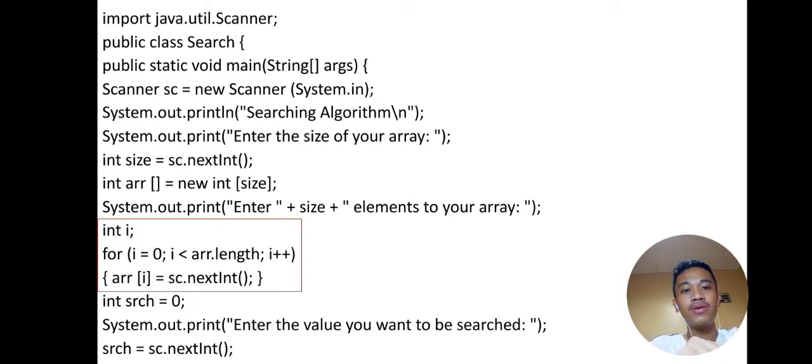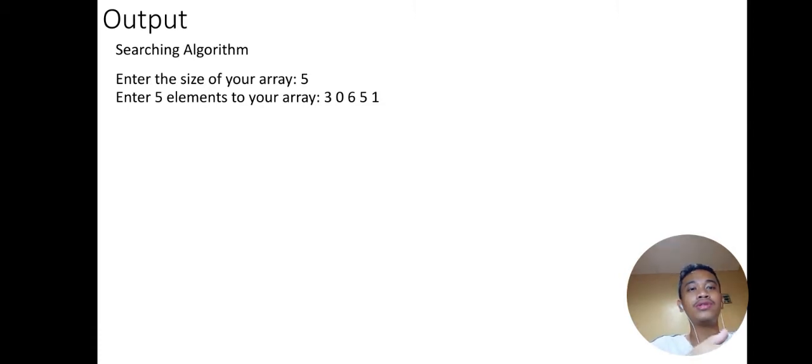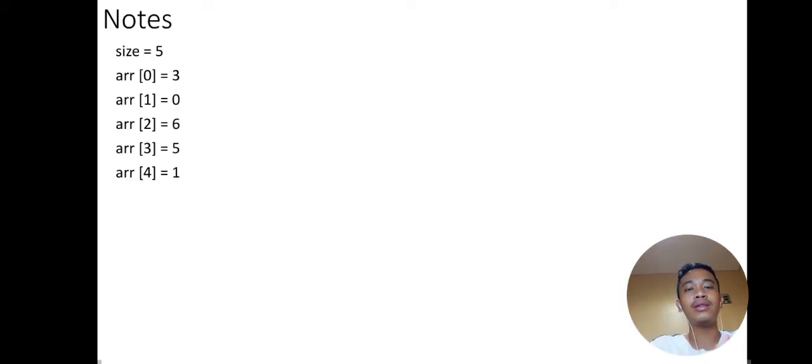So right here under our for loop, it allows our user to input any elements to our array. The user only inputs an element to our array if the condition of our for loop is true. Otherwise, the user will not input again. So in our example, the user input 3, 0, 6, 5, 1. And note that 3 is at index 0, 0 is at index 1, 6 at index 2, 5 at index 3, and 1 at index 4.